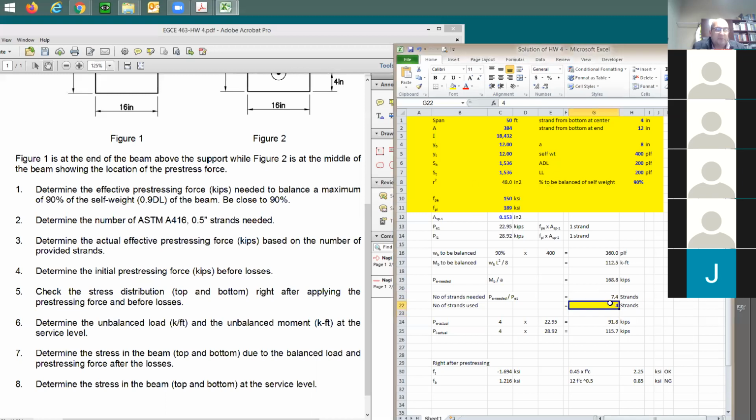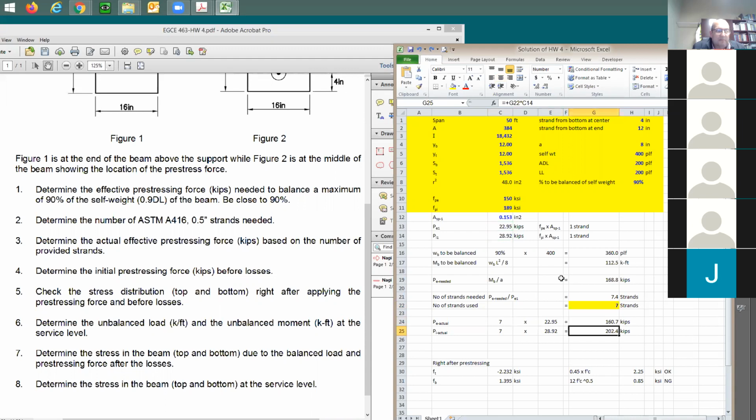I'm lower than the maximum, so I should be good. So I said no, it needs to be 7. Now, how much is the actual load that you're putting there? I'm going to say the actual load that you put there is going to be 7 times. It's going to be these 2 numbers, right? And the initial is going to be this number here.